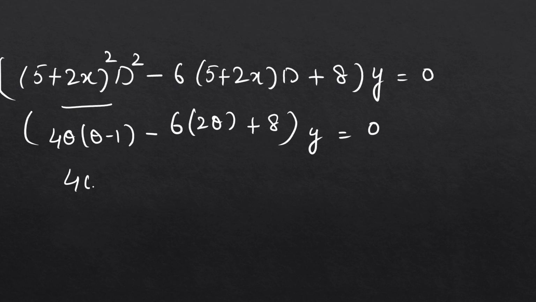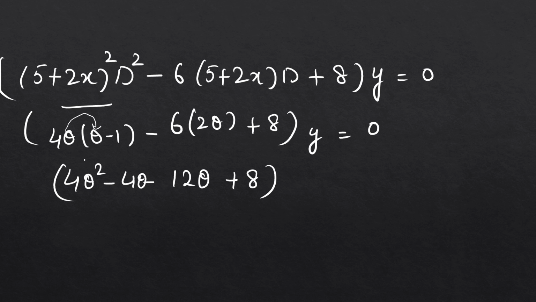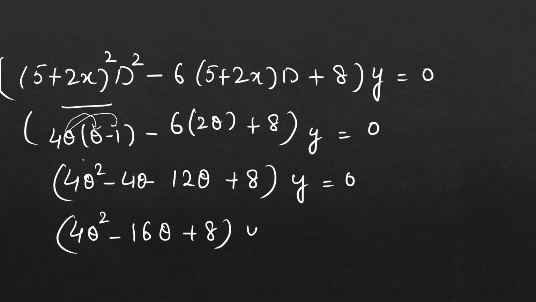Again it is 4 theta square minus 4 theta minus 12 theta plus 8, because 4 theta into theta is 4 theta square and 4 theta into minus 1 is minus 4 theta, y equal to 0. So it is 4 theta square minus 16 theta plus 8, y equal to 0.